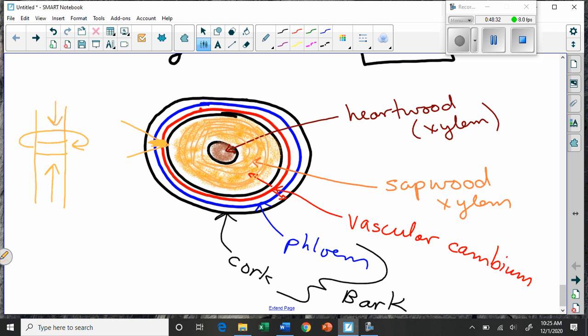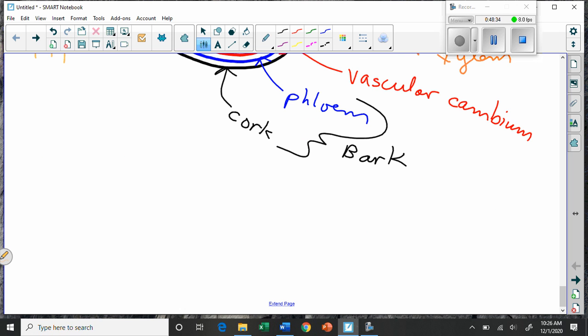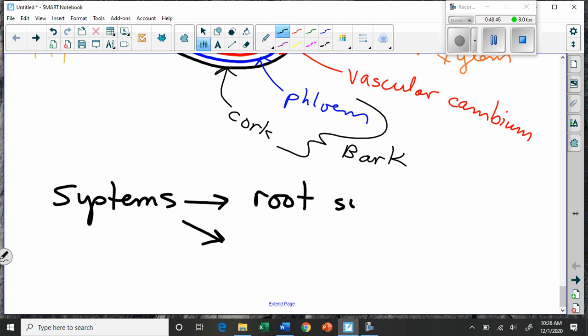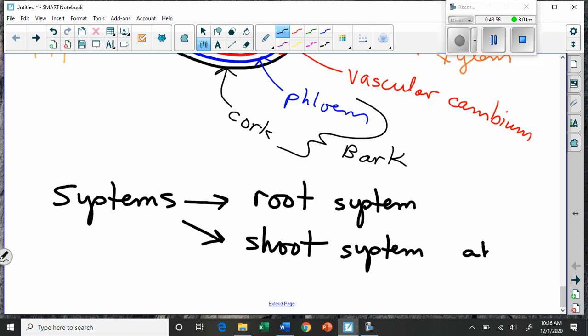I should mention, though, I mentioned it, but I'm going to write it down. Basically, plants do have systems of organs, and the two systems of a plant are basically the root system, which is underground, and the shoot system, the roots and the shoots. The shoot system is above ground, and the root system is underground.